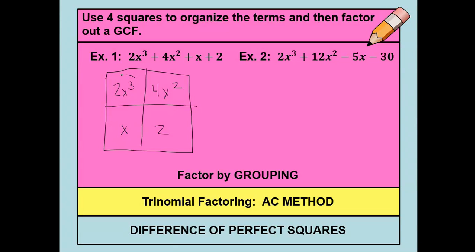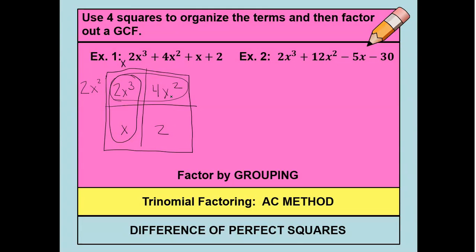So, what is my GCF of this column right here? Well, I know I don't have any numbers that's GCF, right? But I do have an x. So what I'll do is I'm going to put that x that's a GCF outside of that column. Now let's look at this row. What is the GCF of this row? Well, I know 2 and 4 have a common factor of 2, and then I have 2 x's that these guys have in common. So I get to put 2x squared out there.